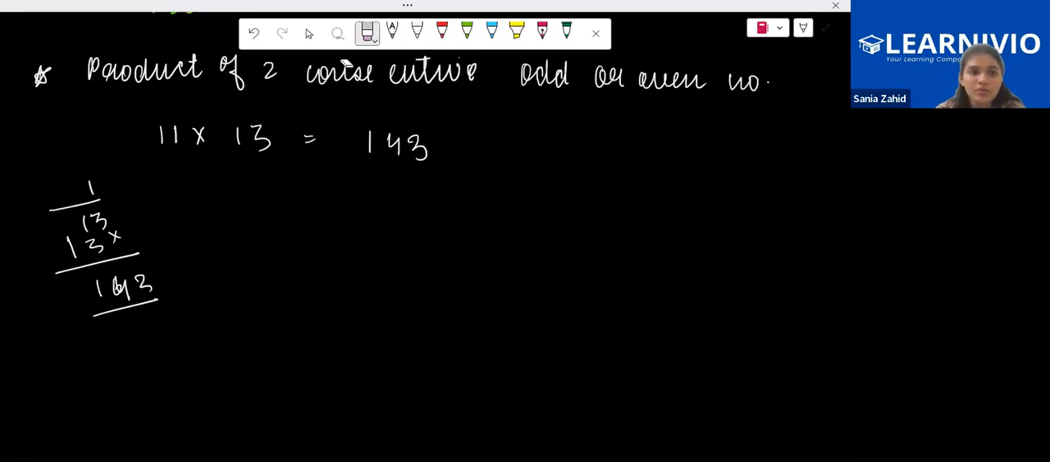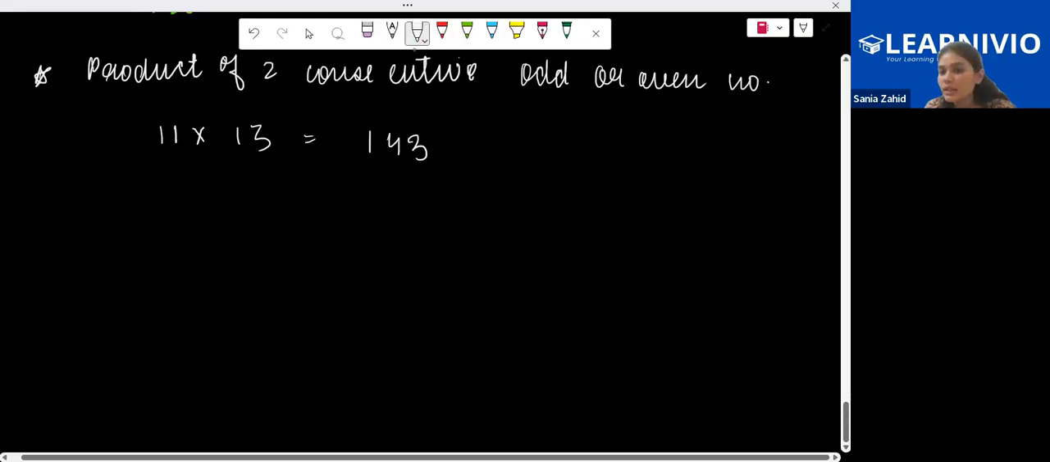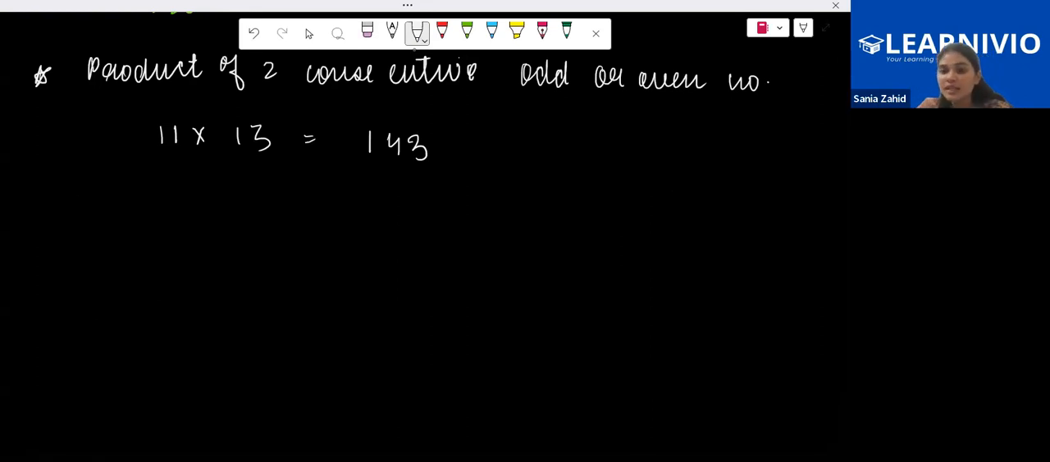Now 143, we know it is not a perfect square. That was the reason I told you in the first class to learn the perfect squares up till 20, because in such questions it's easier to come to the solution. Like 143, we don't know it's a perfect square. Why? Because I know the perfect square of 12. What is the perfect square of 12? 144. So that means 144 is a perfect square, hence 143 can't be a perfect square, right?